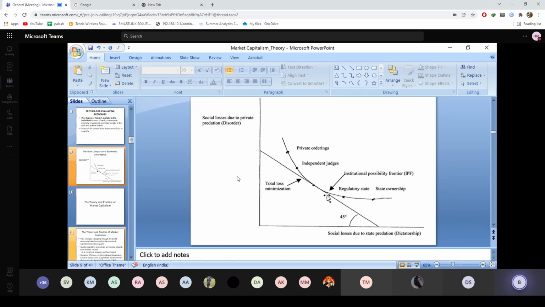Or if the economy is moving towards more state regulation and state ownership, that means the public sector, then they are likely to move towards more dictatorship kinds of systems. Again there will be losses to the economy. So basically the tangent point is the total loss minimization that can be seen with this diagram. So this is one way of comparing economies, what we call the new comparative economics using an institutional framework. Okay.